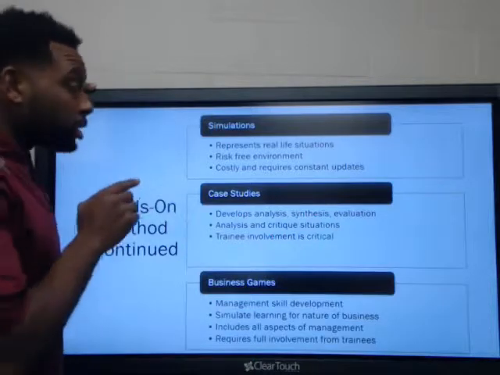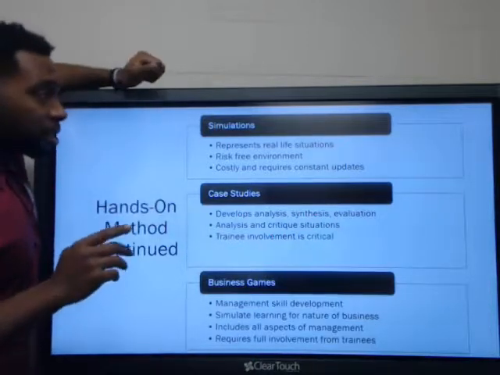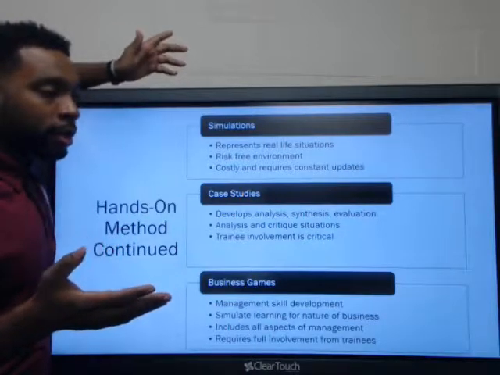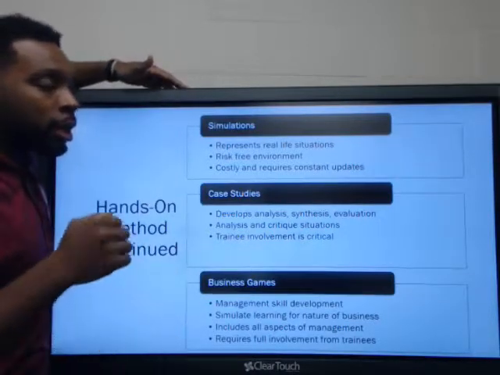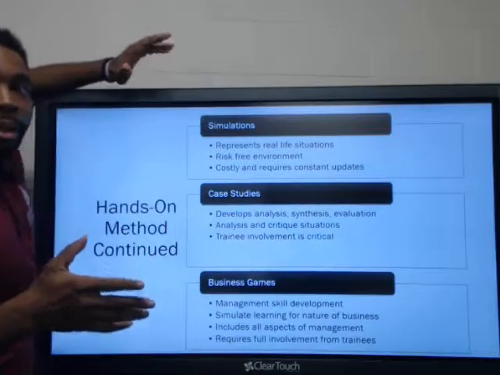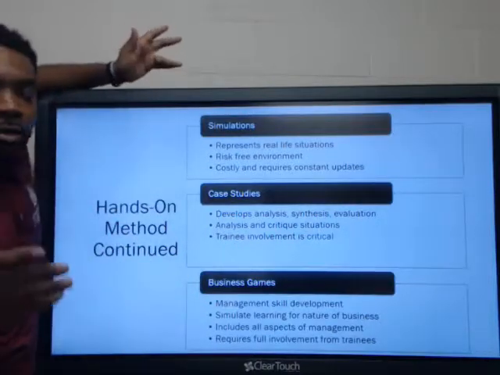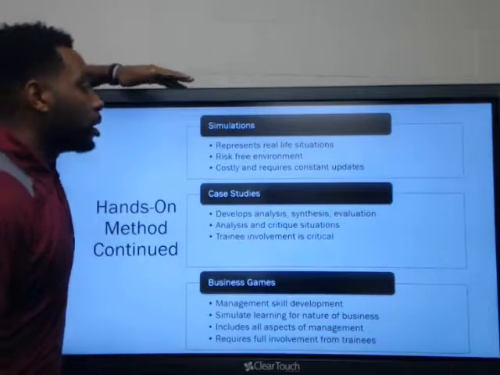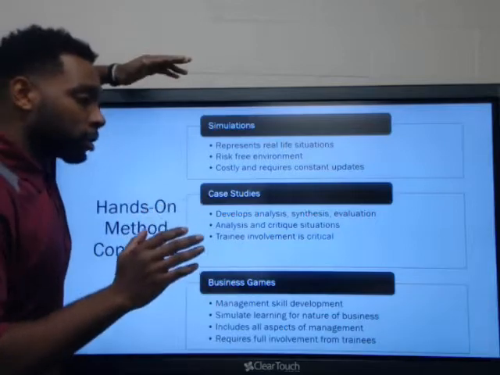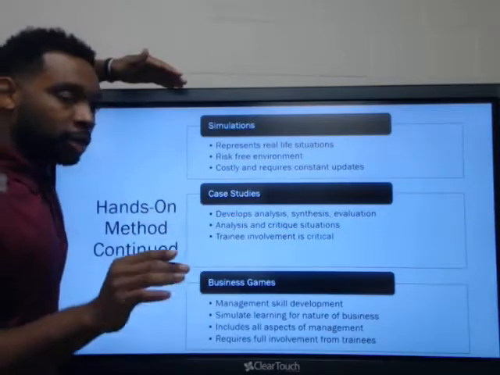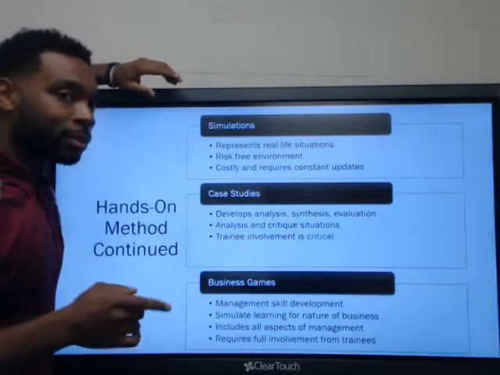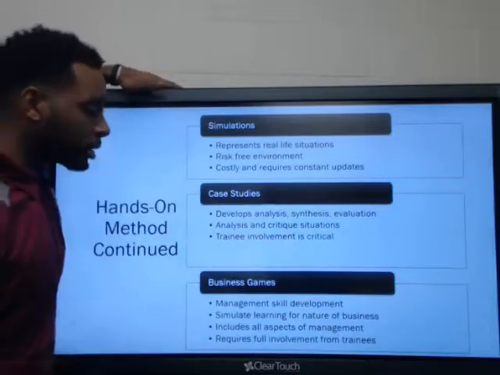We have simulations. Simulations are basically almost virtual reality, because airplane pilots, when they're learning, use virtual reality airplane experiences to learn, and they basically represent real-life training in situations that could happen on the job. And it's a risk-free environment, and you're learning real-life on-the-job training, but without the consequences. But the only drawback to this is it's costly and requires constant updates as new training and new ideas come out.